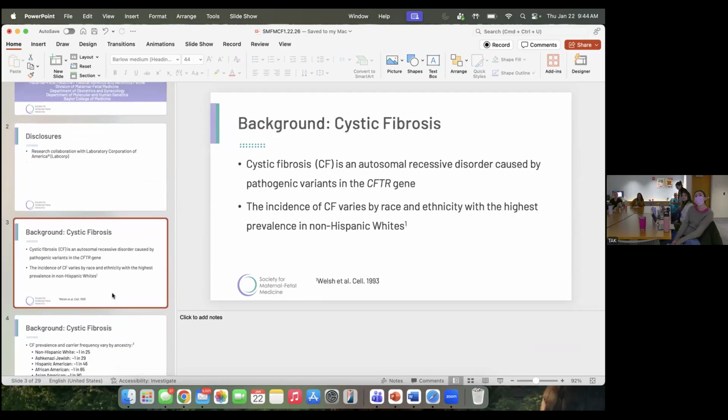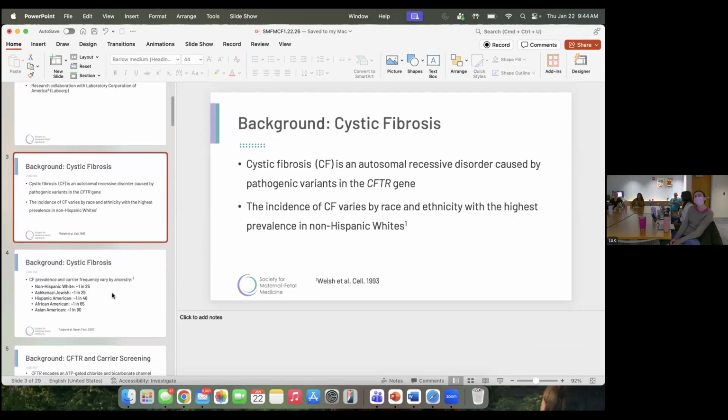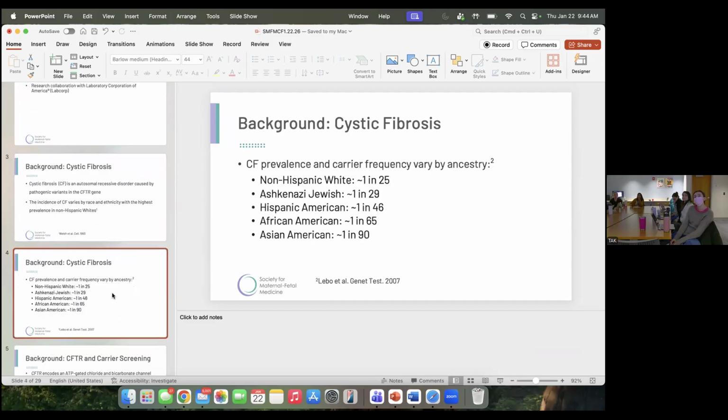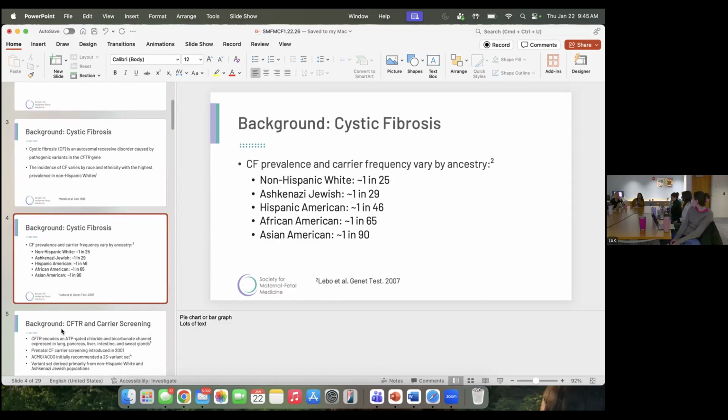Background. I think that was fine. Next slide. So for this, my comment was this should just be a pie chart of some kind or a bar graph. I think it's just a lot of text. I think throughout you could have more figures. Any other comments? Okay. Next.